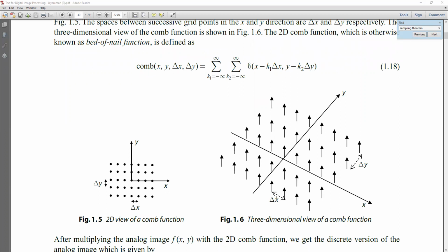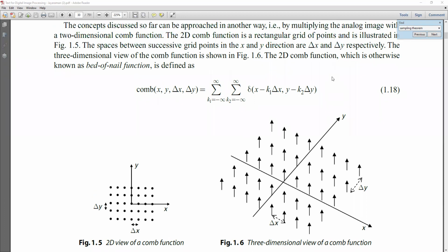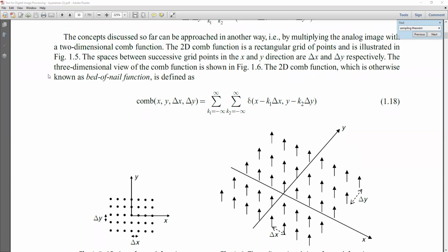The impulses are spaced with a spacing of delta x in the x direction and delta y in the y direction. So if you write the equation for this, it will be k1 equal to minus infinity to plus infinity, k2 equal to minus infinity to plus infinity, del of x minus k1 delta x, y minus k2 delta y. We have seen the theory for all these things. We have seen what a bed of nails function is. This is the bed of nails function.